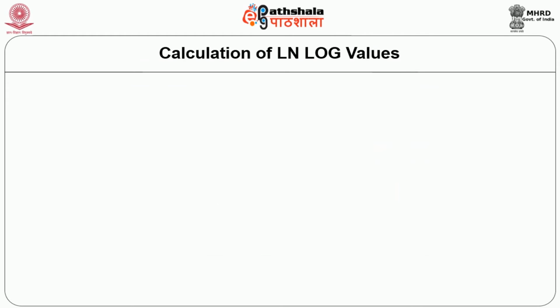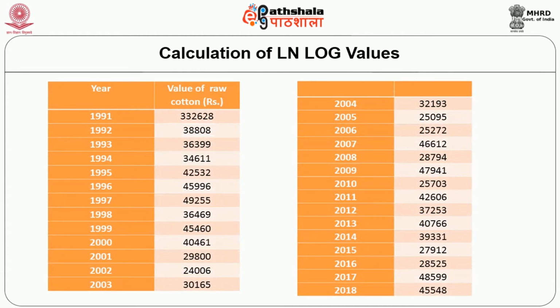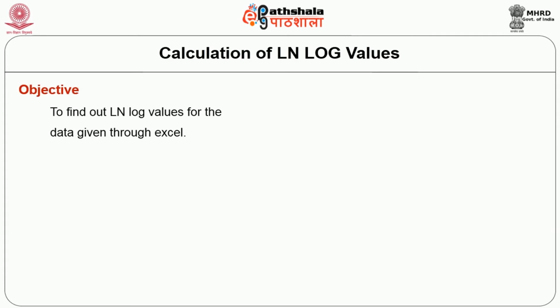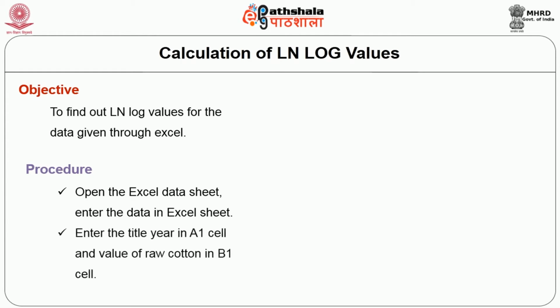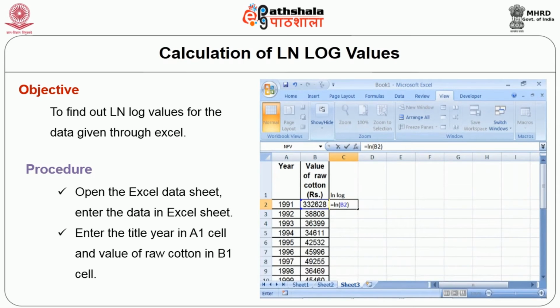Then calculation of ln values. We can calculate the ln values in Excel. Calculate ln values for the following data. The data is given in the table. Objective: to find out ln values for the given data in Excel. Procedure: open the Excel sheet, enter the data. Enter the title Year in cell A1 and Value of raw cotton in cell B1. Then enter the year 1991-92.